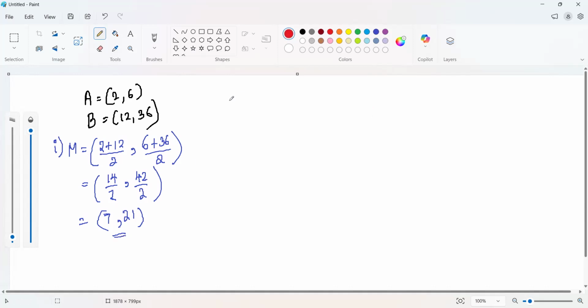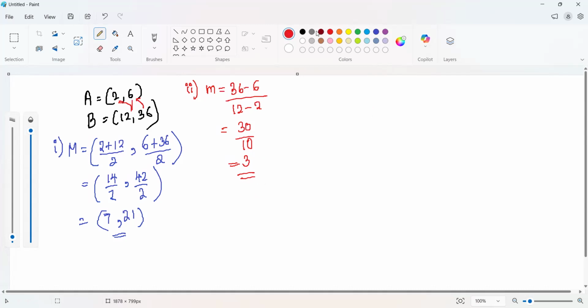So the second one is the gradient. What is a gradient? Y difference divided by x difference. The y difference is 36 minus 6, divided by the x difference, 12 minus 2. 36 minus 6 is 30, 12 minus 2 is 10. So 30 divided by 10 is 3. So the gradient is 3.